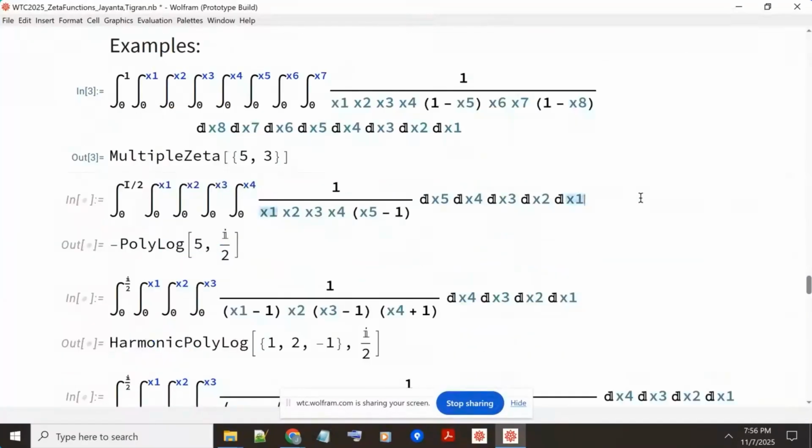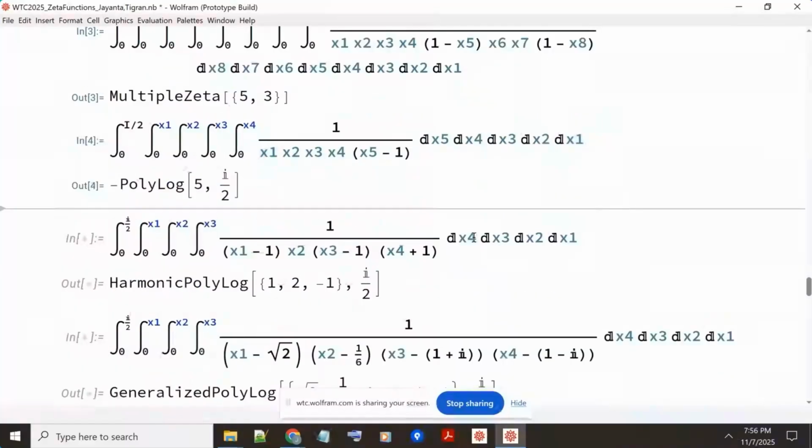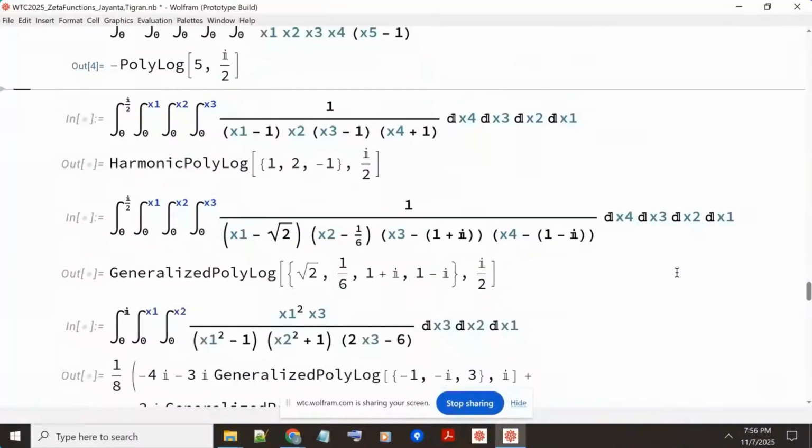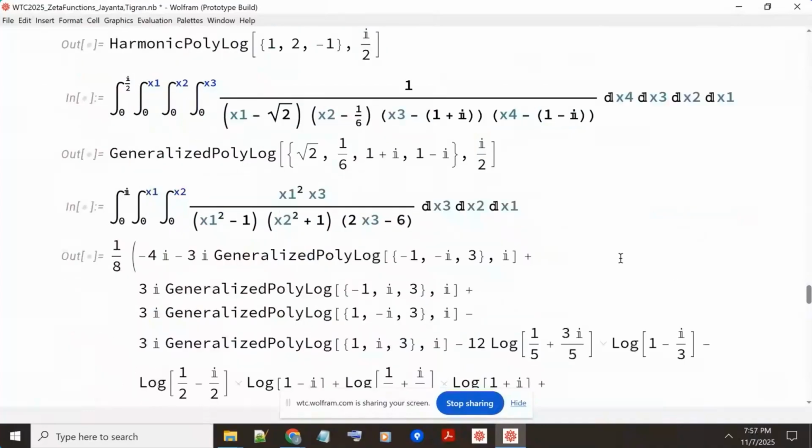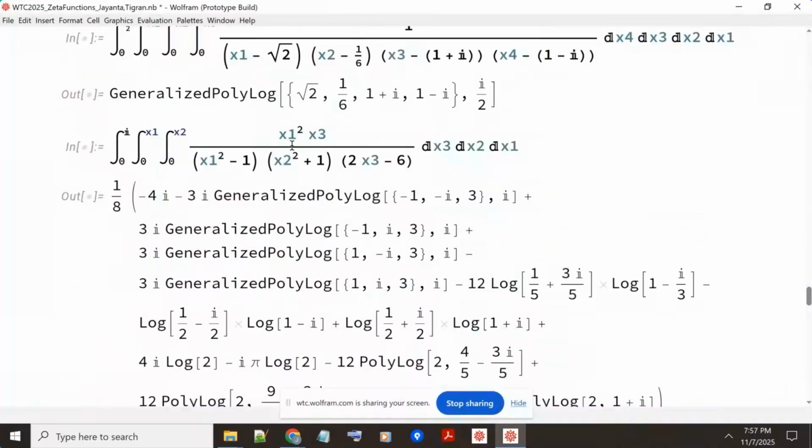So this gives us polylog, then harmonic polylog, generalized polylog. For example, this one, as you can see, does not fit into any definition, but this is a rational iterated integral, and we get the answer in terms of generalized polylog. And as you can see, it is very fast.